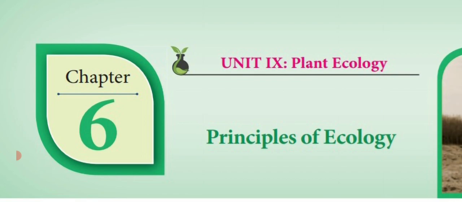Dear students, in the previous video class, we have seen different types of ecological factor. It is divided into two types. One is positive interaction. Another one is the negative interaction. Positive interaction means the interaction between the two organisms where both the organisms are benefited. That is divided into two types. One is mutualism. Another one is commensalism.